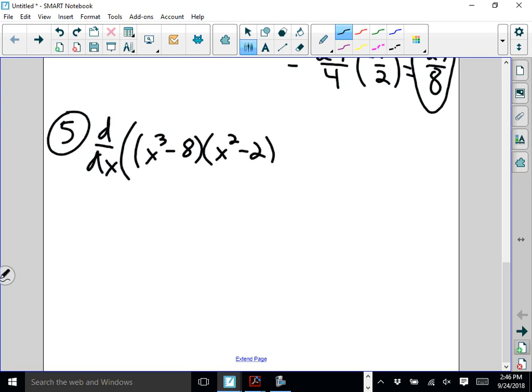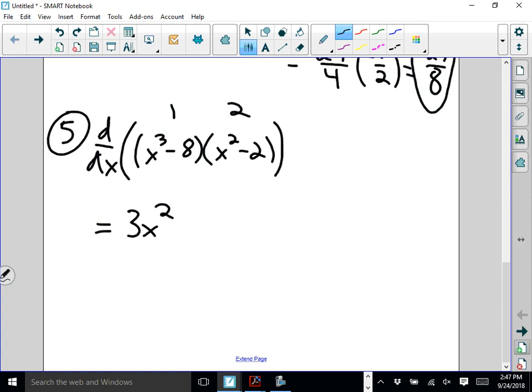When we look at this one, I see a function, x cubed minus 8, times another function, x squared minus 2. So one way this could be solved is by the product rule. Let's try it this way, and then I'm going to show you maybe an easier way to do it as well. This is our first function, this is our second function. We're going to do the derivative of the first, which is 3x squared. Remember, the minus 8 is a constant, it goes away when we do the derivative. And now I need to multiply by the second function.